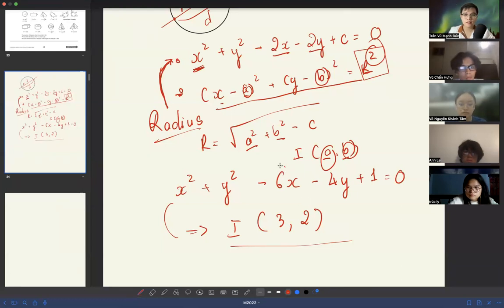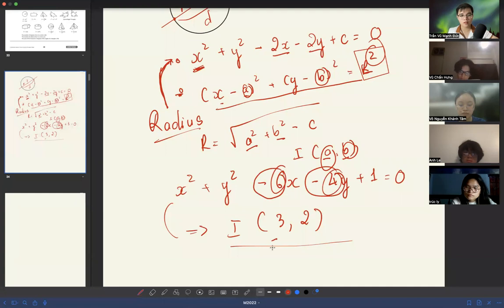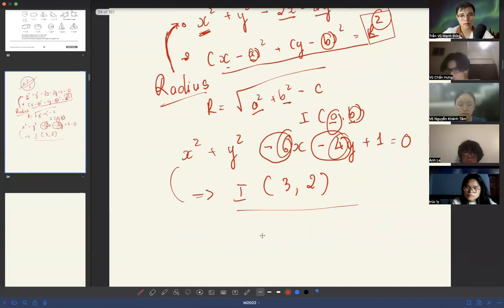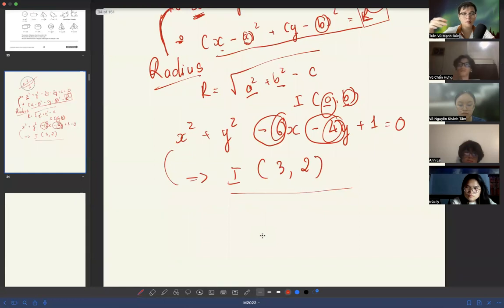Okay, so this is 6 and 4, and divided by 2 is correct. But if you want to be safer, you can say that -6 and -4 divided by 2, divided by -2. Either way is possible, but to be less confusing, you divide it by -2. You take everything as a plus sign.